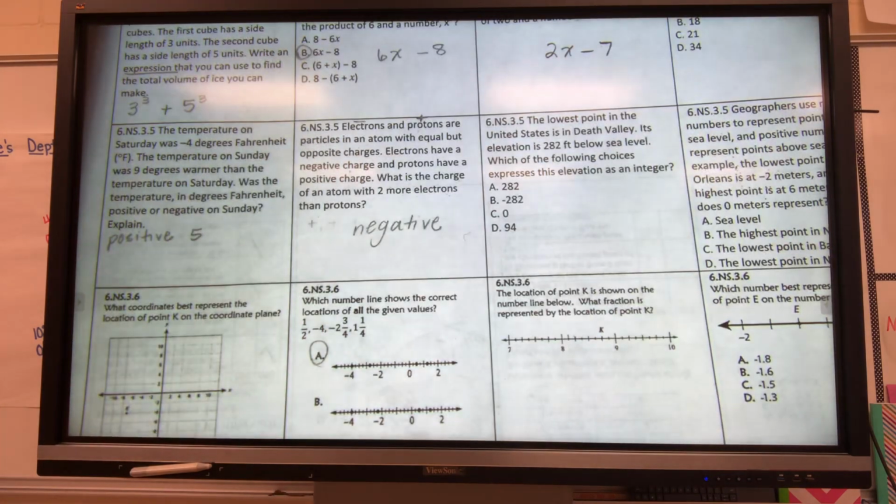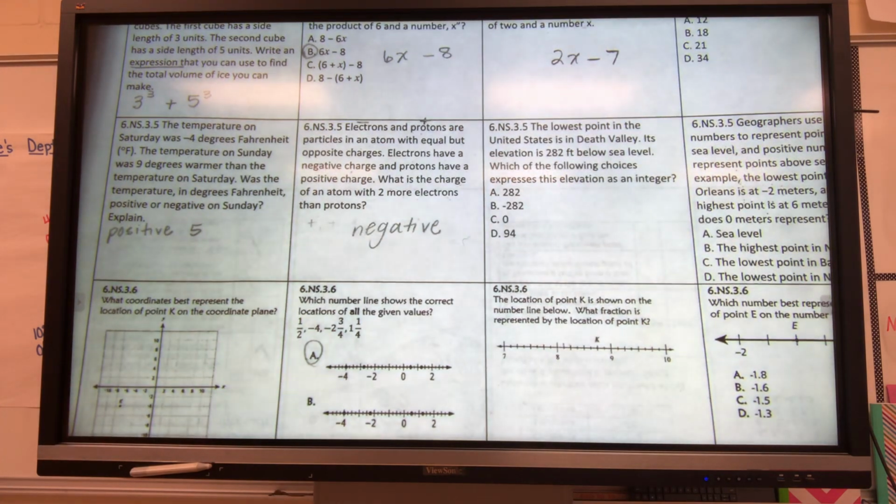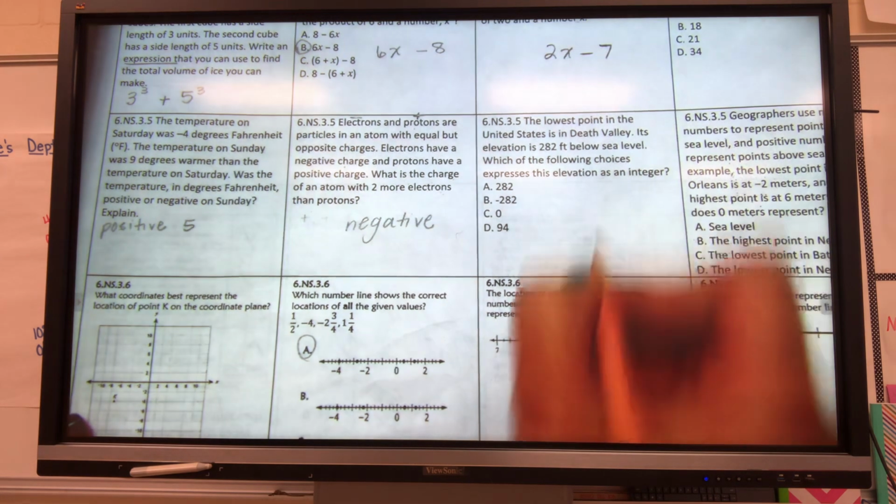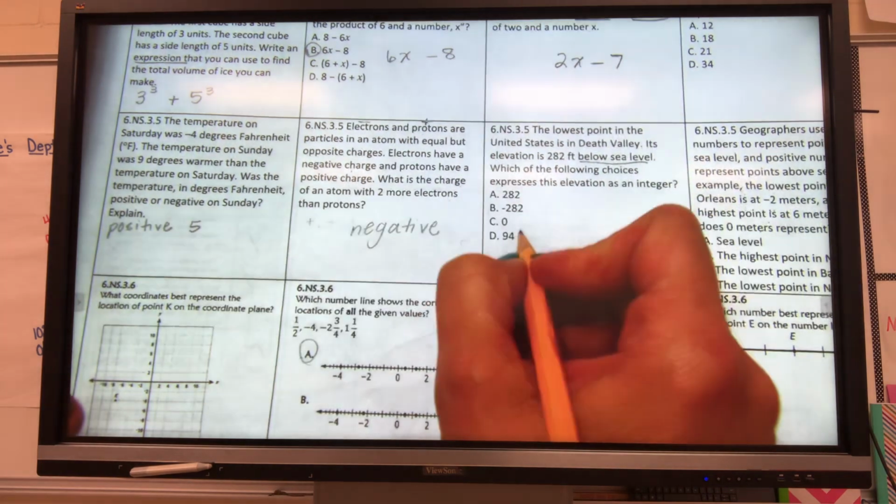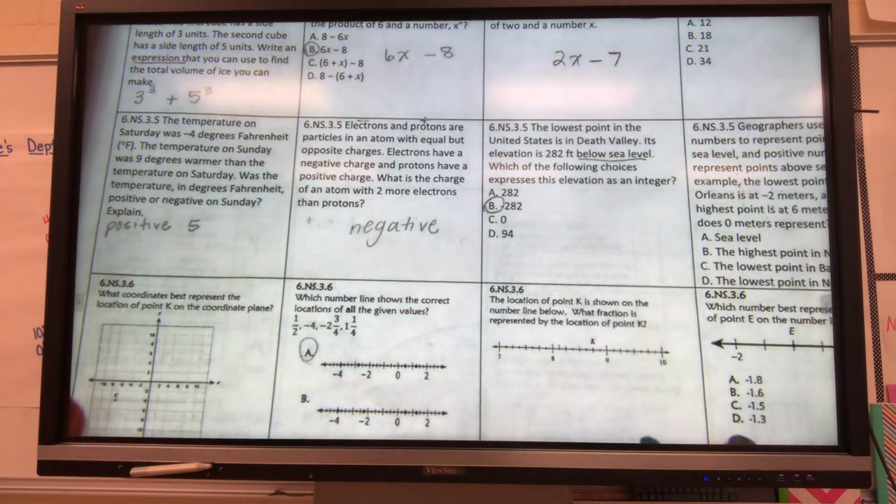For the next question, the lowest point in the United States is in Death Valley. Its elevation is 282 feet below sea level. Which of the following choices expresses the elevation as an integer? Remember, below sea level means that it's a negative, so we're going to have to choose the letter B.